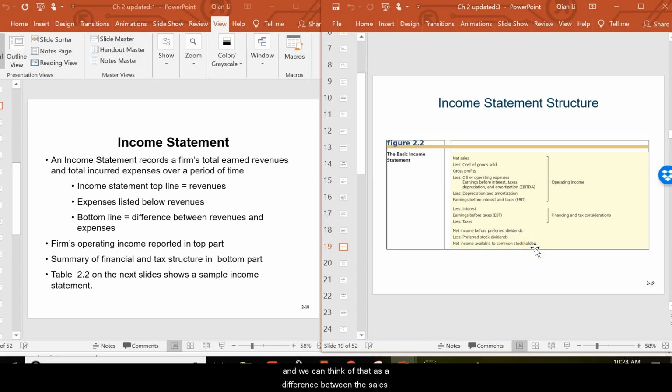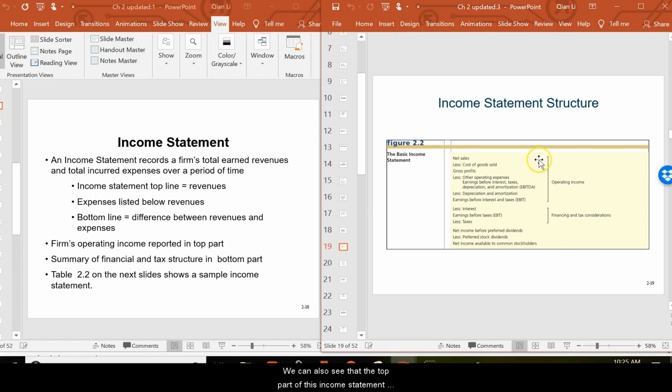And we can think of that as a difference between the sales, the top line, and the different kinds of cost expenses. So the process is to subtract the costs and expenses from the net sales to eventually get to the net income available to common stockholders.